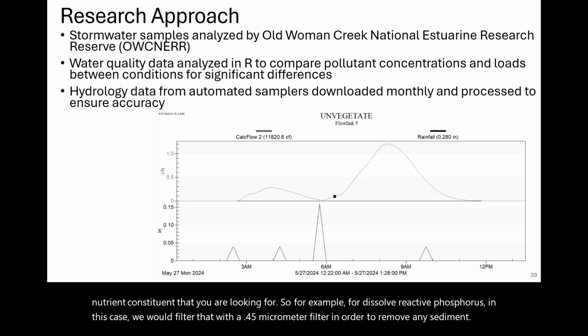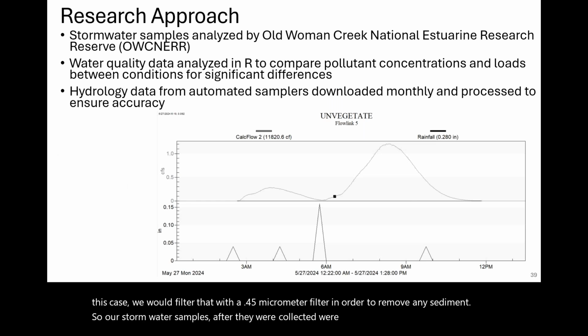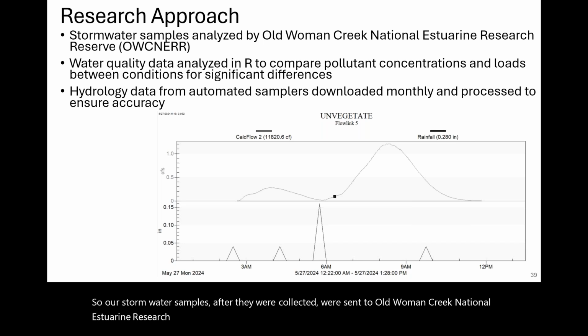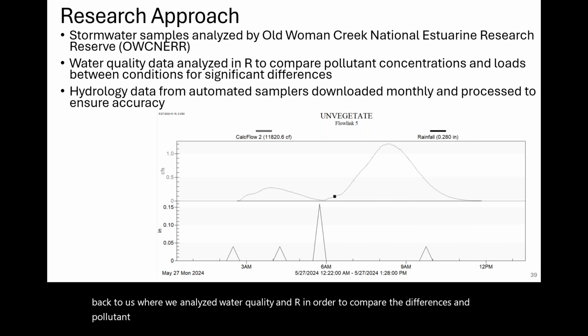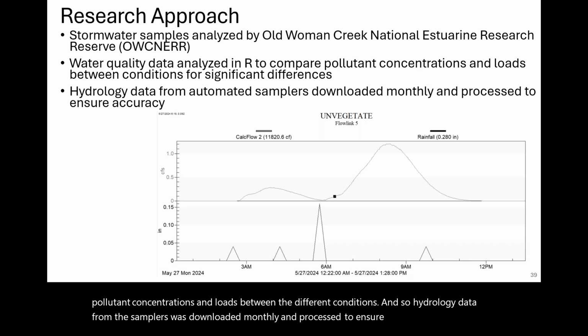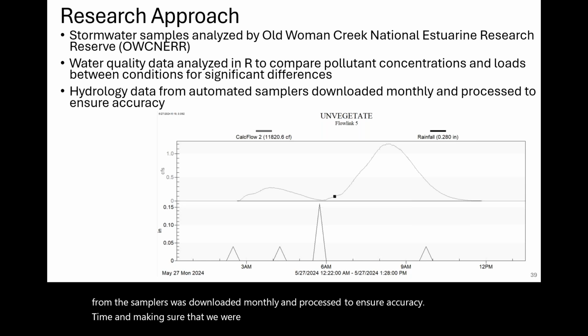Our stormwater samples, after they were collected, were sent to Old Woman Creek National Estuarine Research Reserve, where they analyzed the water quality and returned it back to us, where we analyzed water quality in R in order to compare the differences in pollutant concentrations and loads between the different conditions. Hydrology data from the samplers was downloaded monthly and processed to ensure accuracy over time, making sure that we were using the right hydrology data when we started comparing the hydrology data to the water quality data.